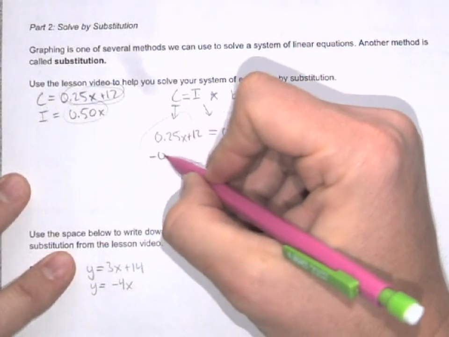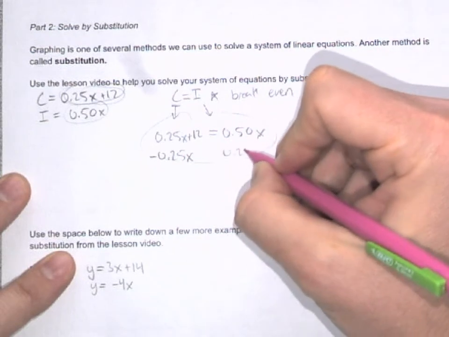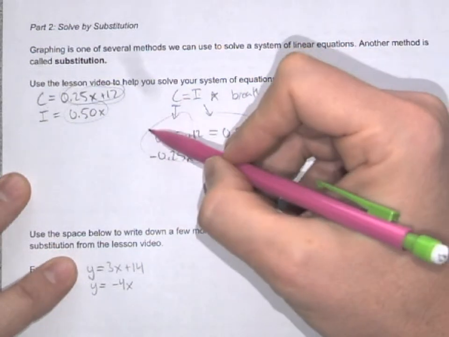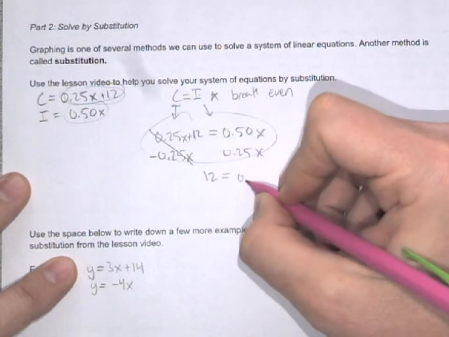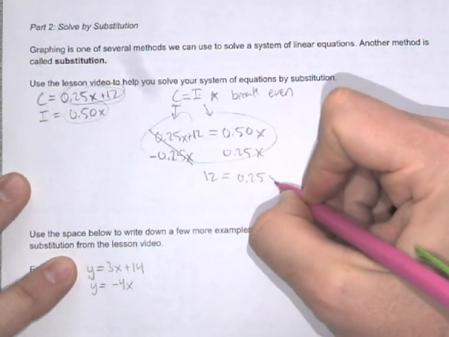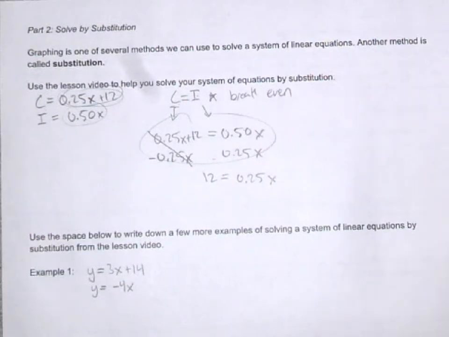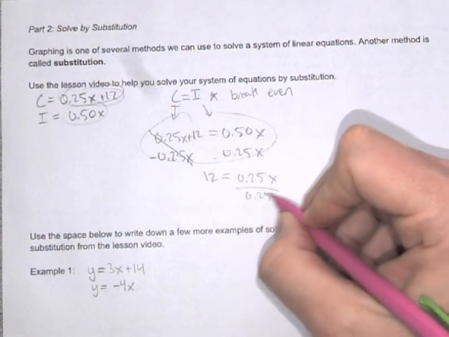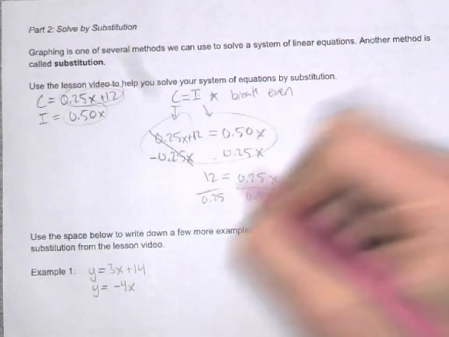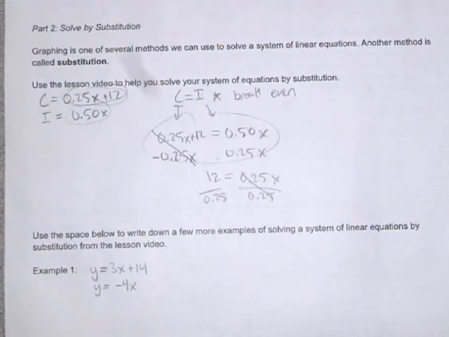I'm going to subtract 0.25x from both sides. Okay, trying to get all the x's together. So that's gone here. I get 12 equals 0.25x. So when I subtract 50 cents minus 25 cents is 25 cents, right? Okay, so now I want to divide both sides by 0.25 because I want to get x by itself, right? So here they're going to go away. Now I just got to figure out what 12 divided by 0.25 equals.